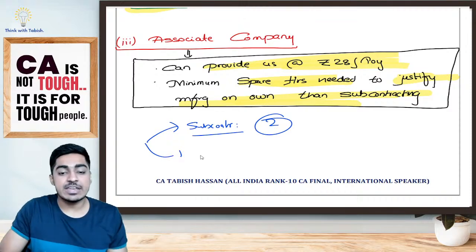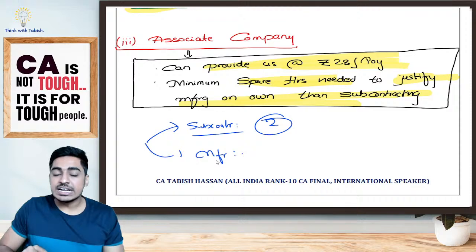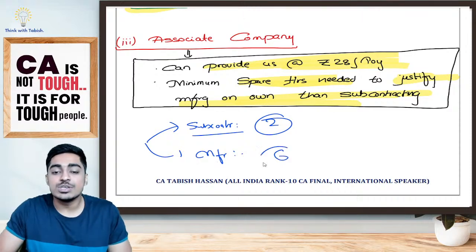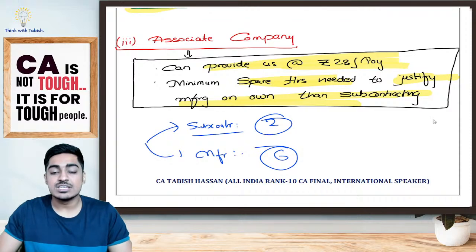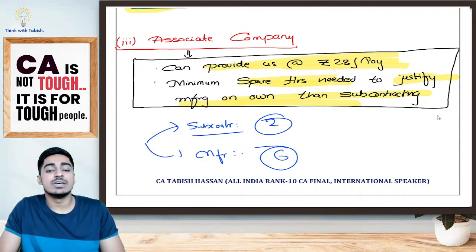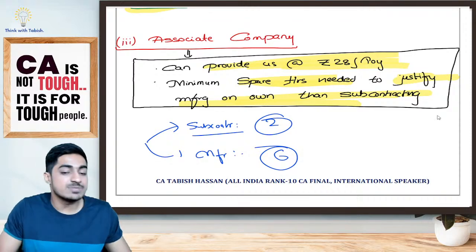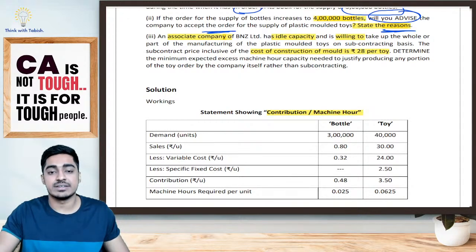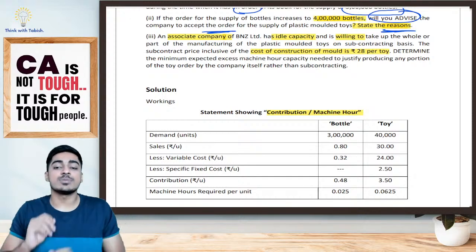But if we manufacture on our own, 30 rupees is the selling price, 24 is the variable cost, so we will be earning 6 rupees contribution. Which is better? If we manufacture, we earn 6 rupees. If we subcontract, we earn 2 rupees. Which is better, students? Should we manufacture or give it on subcontracting? We will manufacture. This is what it looks like from the outside.